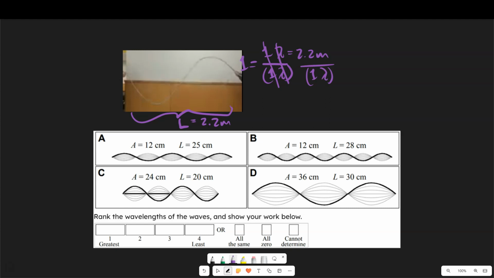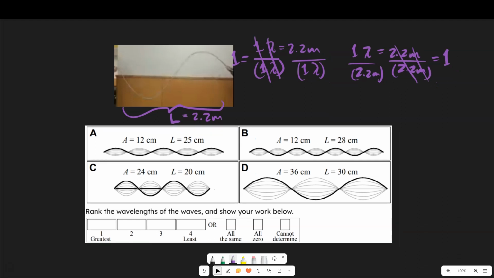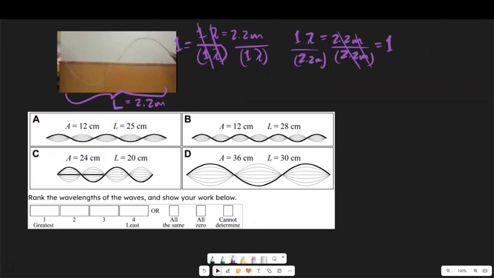Or we could do it the other way. We could start with this same equivalency: 1 lambda is equal to 2.2 meters. If we wanted to have 2.2 meters on the bottom in the denominator, then we would have something like this. And these will cancel. You'll be left with 1. So let me show you how to apply this for a ranking or a comparison style problem.